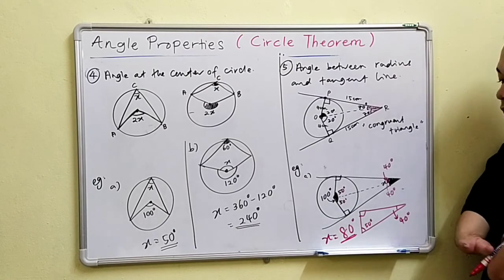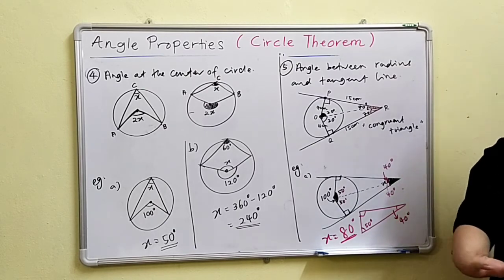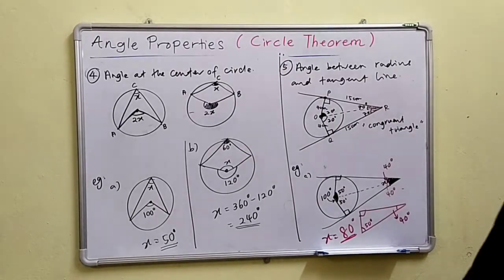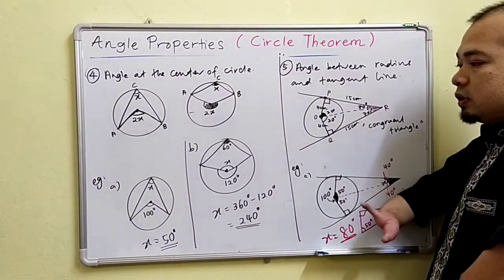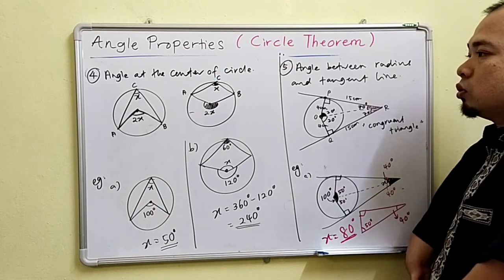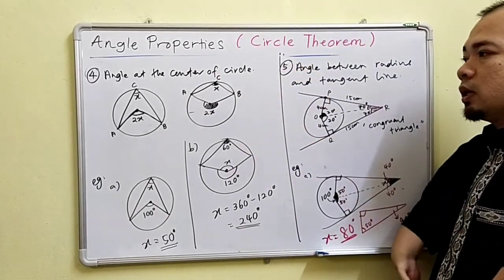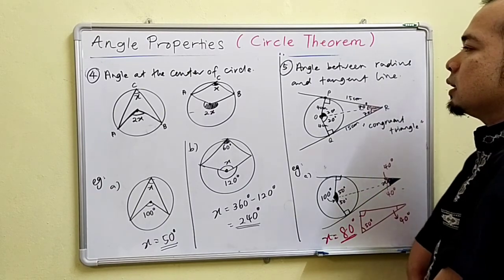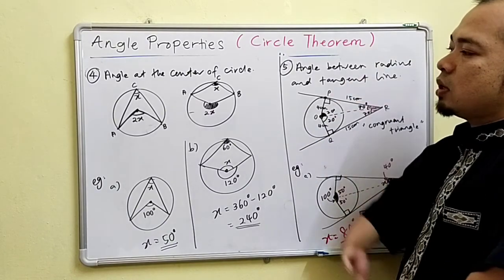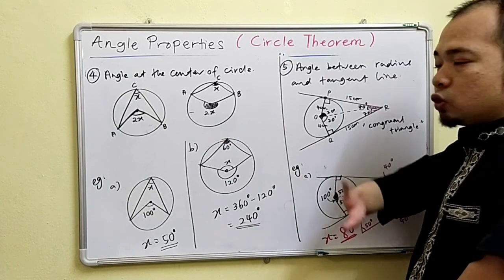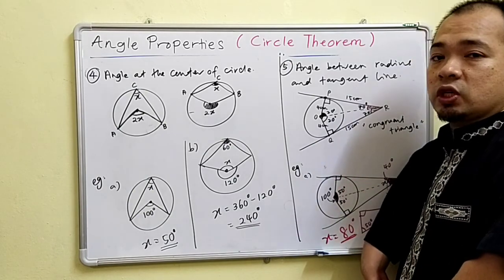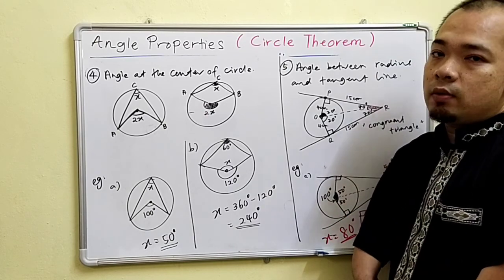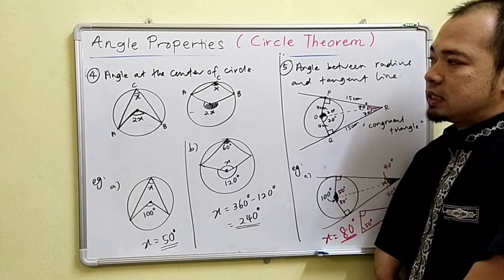So these are all 5 circle theorems that you need to know. After this I will show you how to combine all of these theorems in one question. In IGCSE, usually they combine the whole theorem and then you need to look at which theorem is applicable to that question. So in our next video I will show you a sample of an IGCSE question.